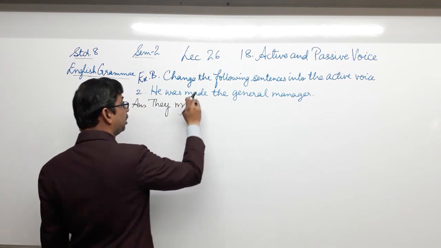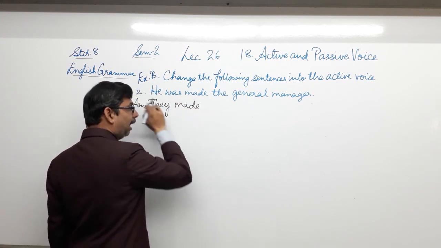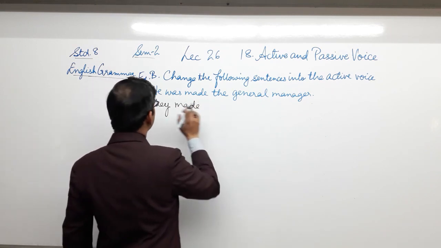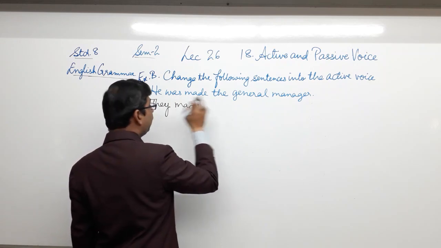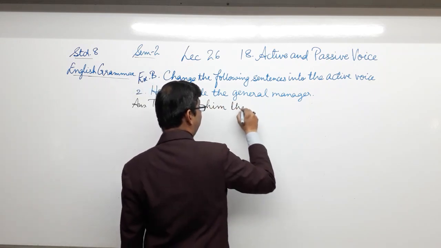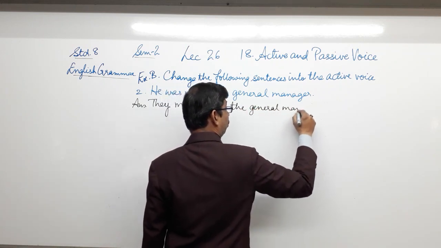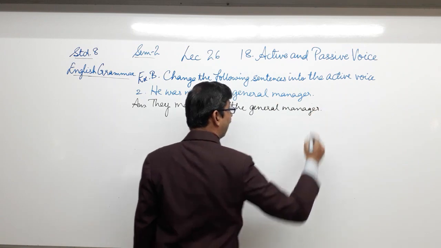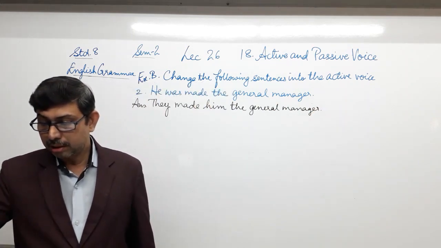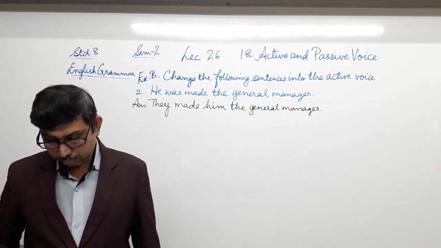Let's try to acknowledge this. Here it is in the past participle, but here it is in the past form, hence creating the simple past tense. They made, he will be transposed over here. They made him the general manager. So it was a similar sentence to the one we just saw in the example sentence. They made him the general manager. Next one, number 3.